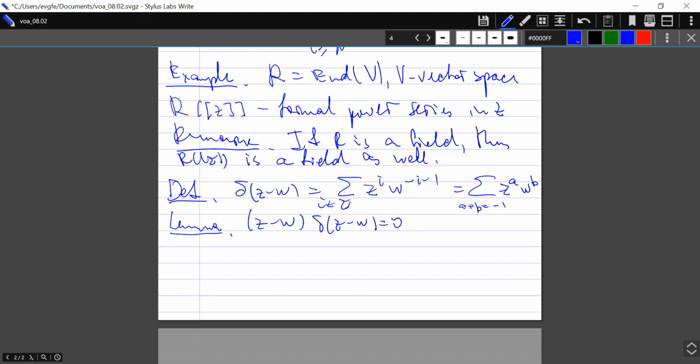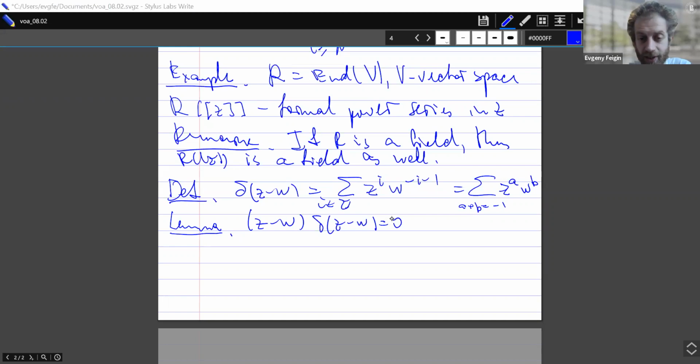Because if we multiply this formal series by z or by minus w, короче, если мы умножим дельта функцию на z или на w, то мы получим один и тот же ряд. Вот, и они со знаком минус сократятся. So please say in words if you want to discuss this in more detail.